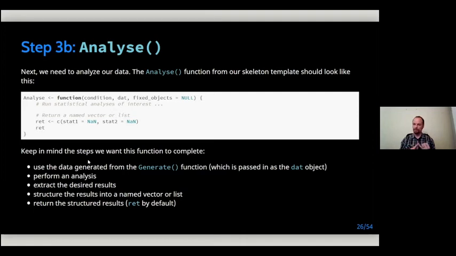I wanted to know about the false positive rates and the power for particular conditions. So what I'm going to need is a p-value. So we're going to connect the t-test and at a minimum, at least pull out that p-value. And we want to, again, structure it into a named vector or list and then return that list or data structure.